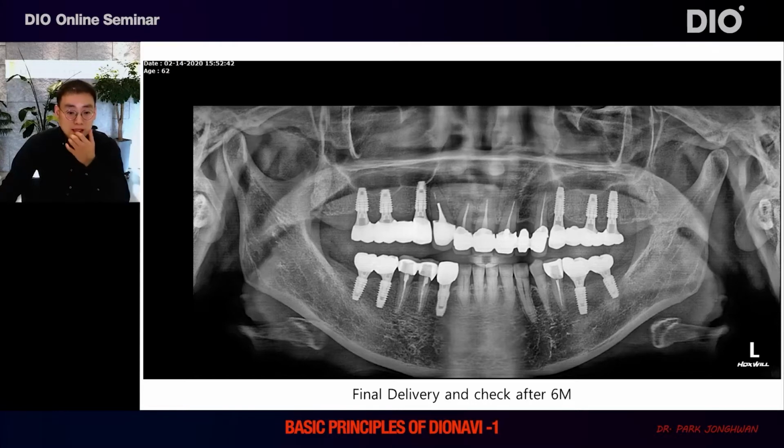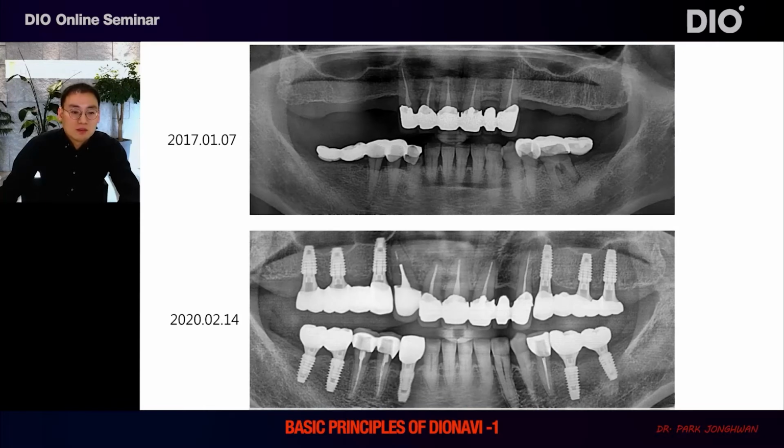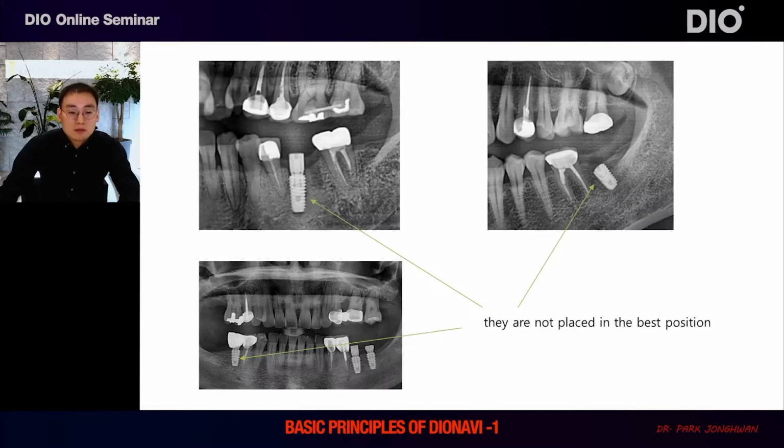Since I had done the lower part by hand, the location wasn't good. In the case of number 46, it's too close. Number 36 is all right, but number 37 is distal. It should have been more mesial. So there was such a problem. It was when we compared 2017 and 2020.